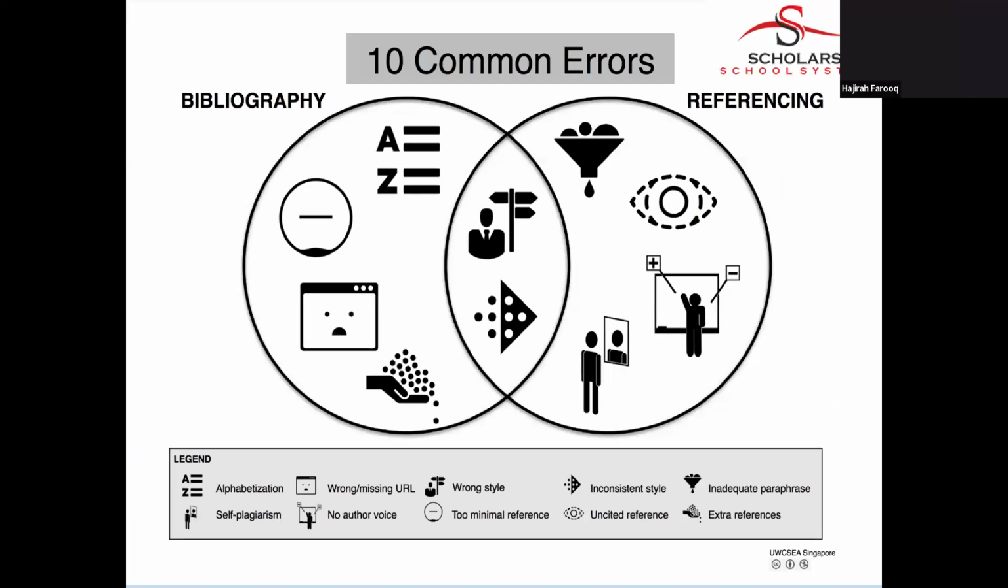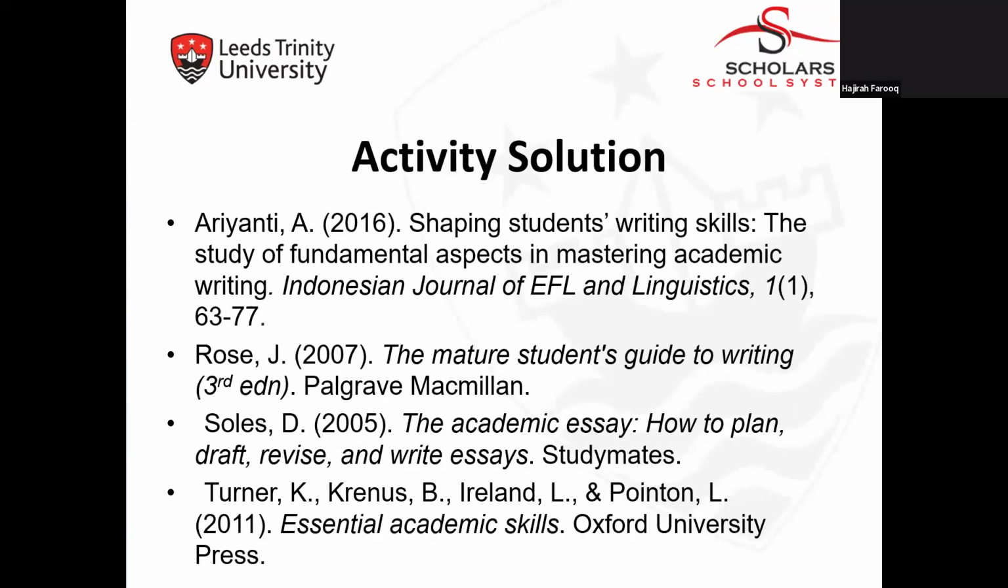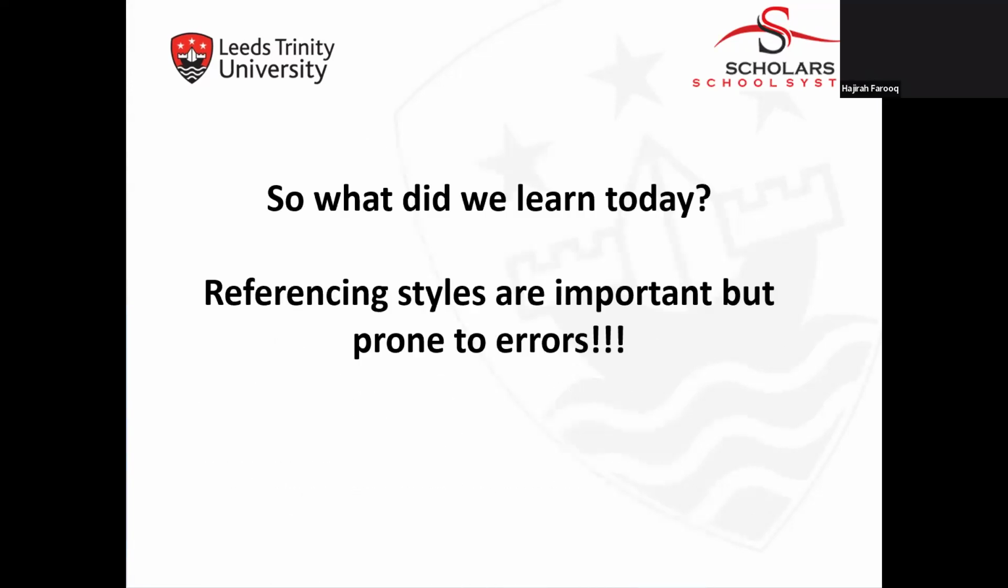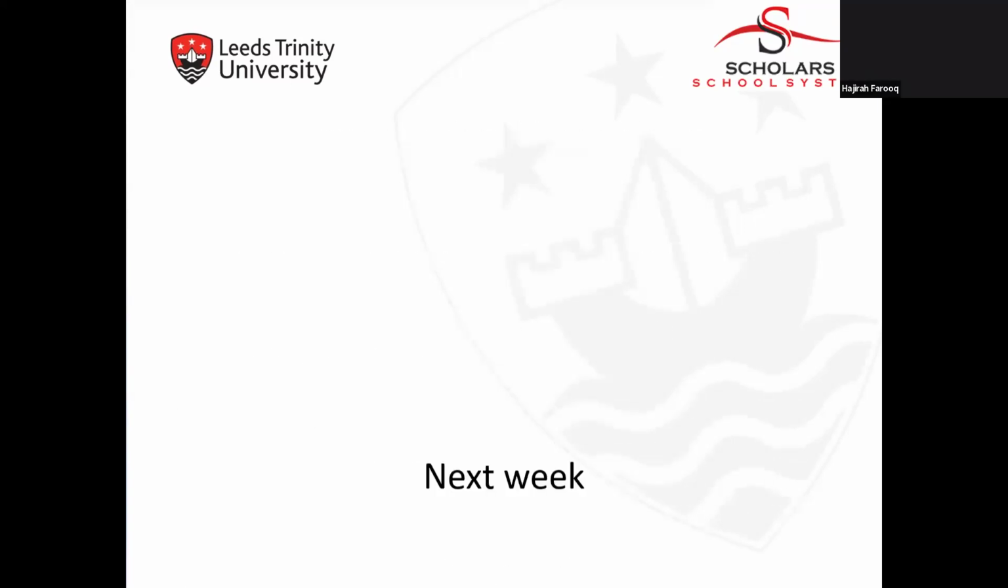After that, we discussed a few more common errors of referencing, which included not making sure that they are in alphabetical order, self-plagiarism, wrong or missing URL, no author voice, wrong style, too minimal reference, inconsistent style, uncited reference, inadequate paraphrase, or extra references. Then we had another activity, and after that activity, we provided the students with the solution of that activity. And that is all about the week 4 lecture.